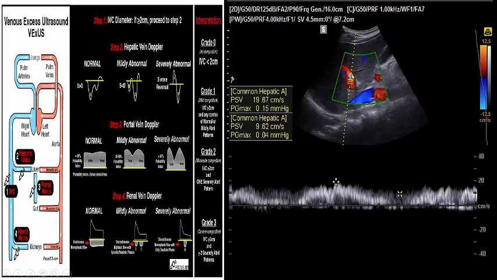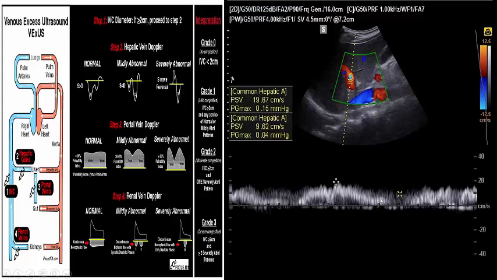Here is the portal vein. Here is my probe in the anterior axillary line, 7th intercostal space. The portal vein is red because blood is flowing towards my probe, so you will expect flow above the baseline. But you will expect normal flow to be straight, not undulating like this flow, with too much undulation and fluctuation of the flow. The maximum is 19 centimeters per second, and the minimum is 9.